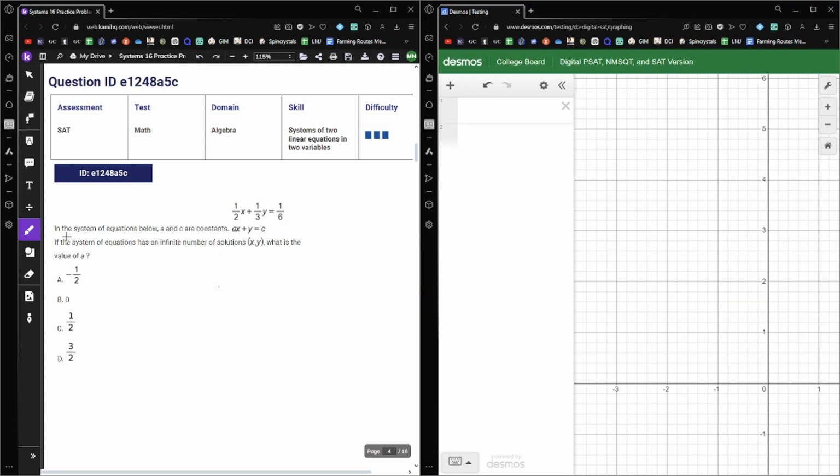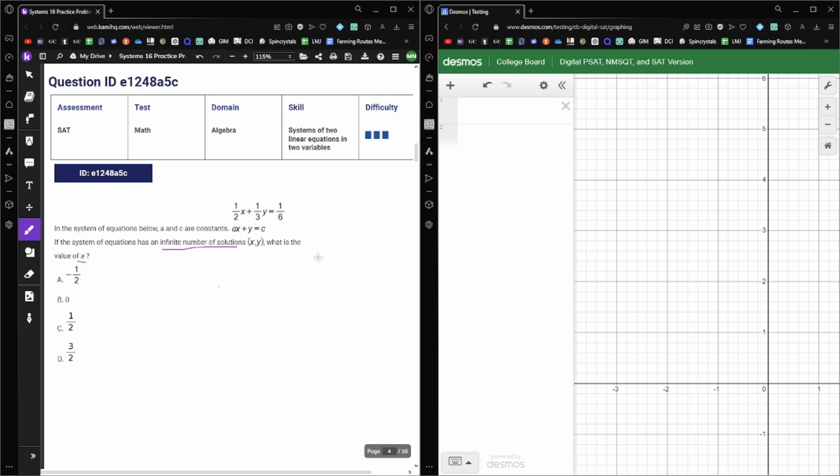Question number 4. In the system of equations below, a and c are constant. This is not below, this is like above. Anyways, we already know the formatting is weird, so we have these two equations right here. If the system of equations has an infinite number of solutions, what is the value of a?